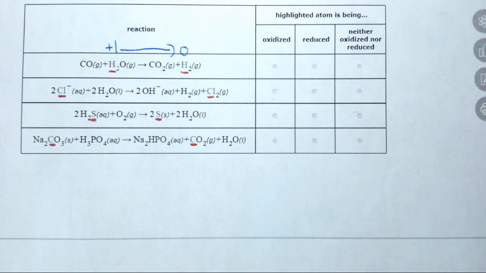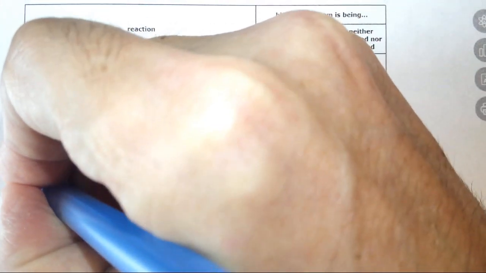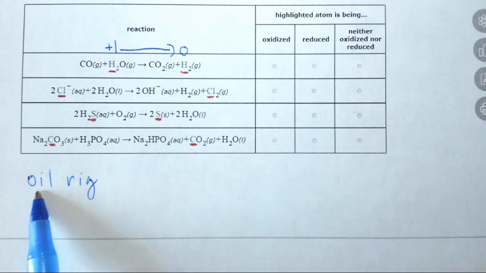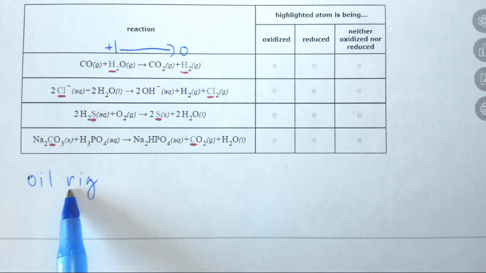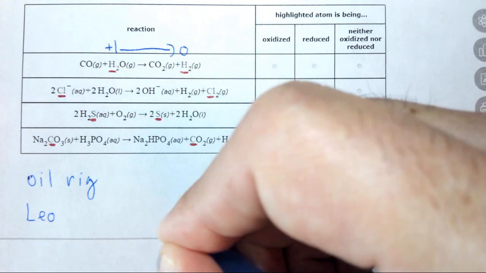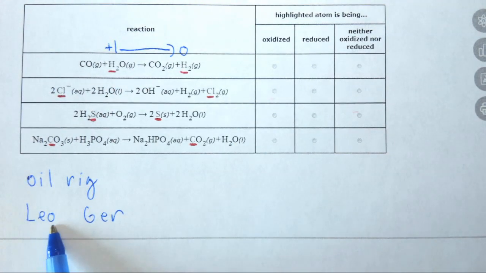There are two mnemonic devices that may help you with this. One is OIL RIG. That means oxidation is losing, reduction is gaining, and what they're talking about losing and gaining is electrons. So oxidation is losing electrons, reduction is gaining electrons. Another one is LEO the lion says GER: losing electrons oxidation, gaining electrons reduction. So these are two different mnemonic devices you can use to help you remember this.